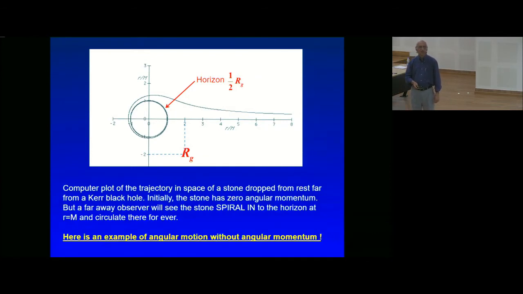Okay? So initially the stone, or photon, will have 0 angular momentum, but a faraway observer will see the stone spiral in. So here is an example of angular motion without angular momentum. We did not give any angular momentum to the particle or photon. But its angular motion is by virtue of the dragging of the inertial frame.